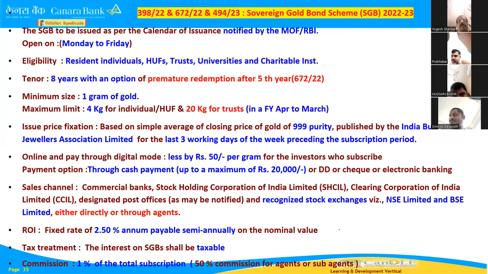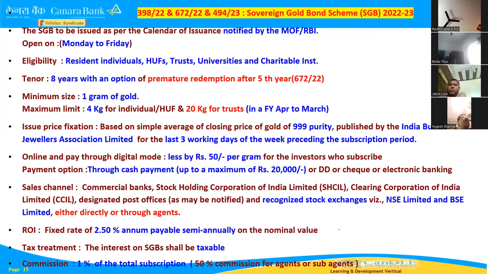Who are eligible to purchase? Individuals can purchase, HUF can purchase, trust can purchase, university can purchase, charitable institutions also can purchase. Very important: they may add somebody who is not eligible and ask you to remove the odd man out. So individuals, HUF, trust, university, charity, all can purchase.